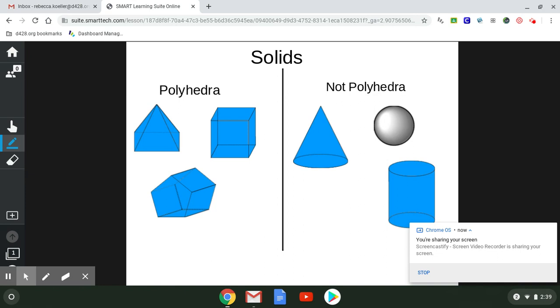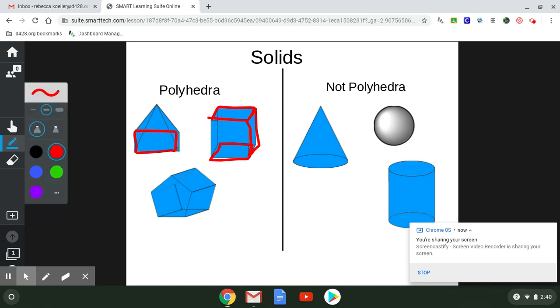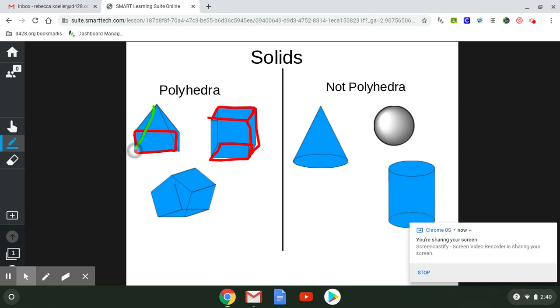So now that you've taken time to look at the difference, what I want to point out is that on polyhedras, all the faces, all the sides of the shape, are polygons. If I take a look at this cube, all the sides are squares, which is a polygon. It's a four-sided polygon. Over here on this pyramid, the base is a square, it's a polygon, and the lateral sides are all triangles, which is a three-sided polygon.